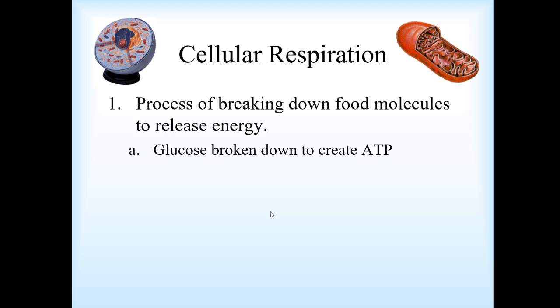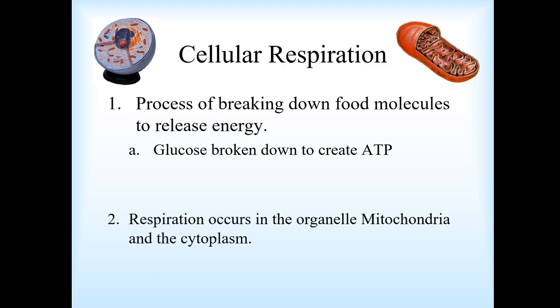Then glucose is broken down to create what we call ATP, or adenosine triphosphate, which is the energy molecule that our body uses. The second thing is respiration occurs in the organelle mitochondria and the cytoplasm. So it actually occurs in two different places, the cytoplasm and the mitochondria, and we'll go over that.